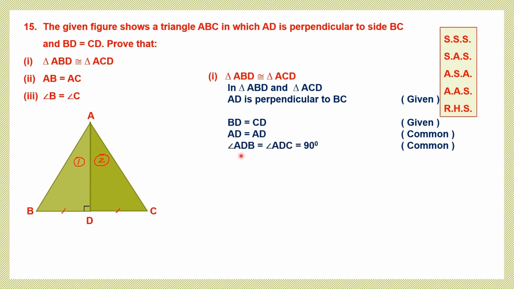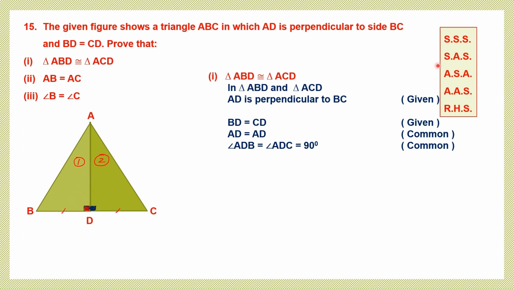Let's look at the angles. Angle ADB, this angle here, is equal to angle ADC. That is the red and the blue angles, and they are equal to 90 degrees. Now, we are going to prove that these two triangles are congruent by using this information. We have two sides and we have an angle. This side and this side, and the angle is in between. That means side, angle, side.